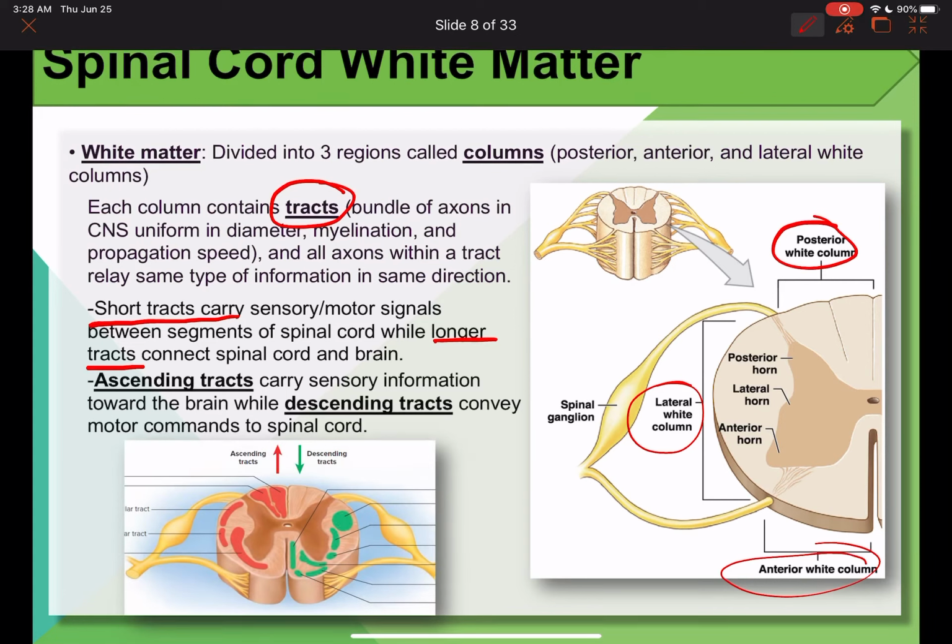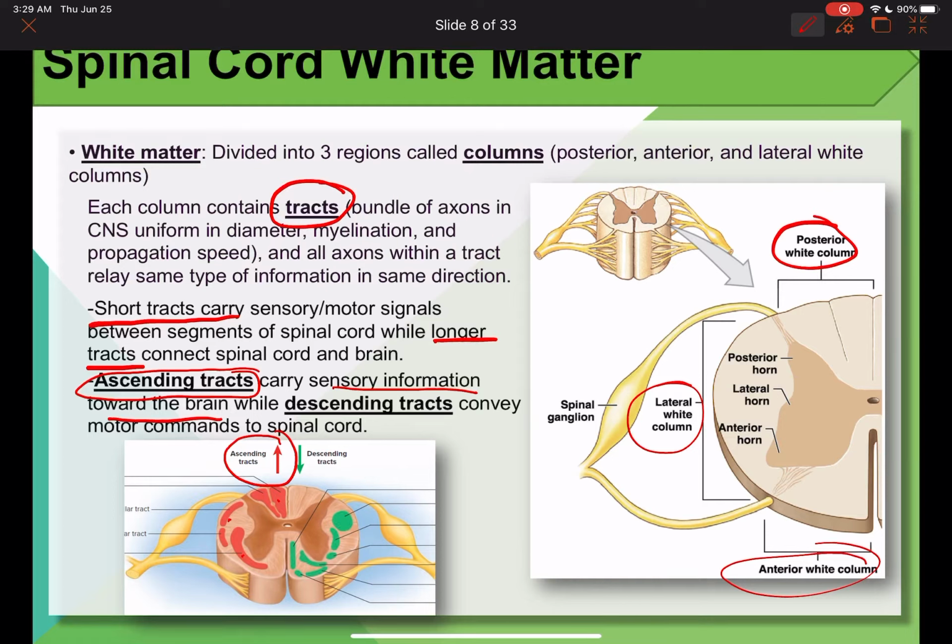And of course, just like elevators that go up and down, there are tracts that go upwards or downwards for information going up or information coming down. So the tracts that are going upwards are called ascending tracts. And since they're going upwards, usually they're carrying sensory information toward the brain. Okay, so sensory information toward the brain if it's ascending tracts, such as the red here that you're seeing in this particular diagram.